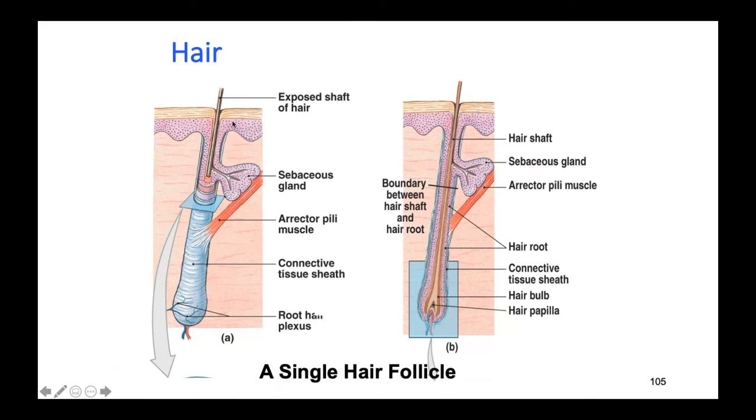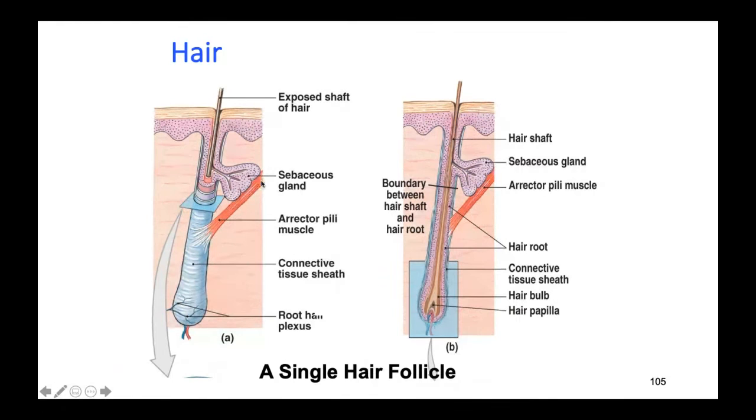So here we see the exposed shaft of the hair. We could see the oil gland, which is known as the sebaceous gland. So the sebaceous gland secretes its oils. It moves upward and can create this watertight seal around the exposed hair shaft. And the oils, as it comes up, make it a little bit more water resistant, and it creates this antibacterial seal around here.